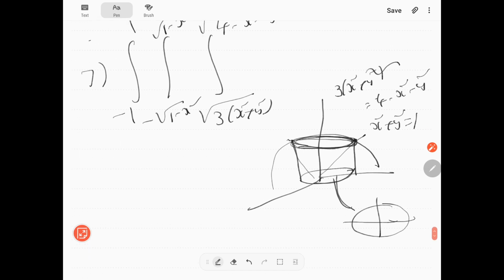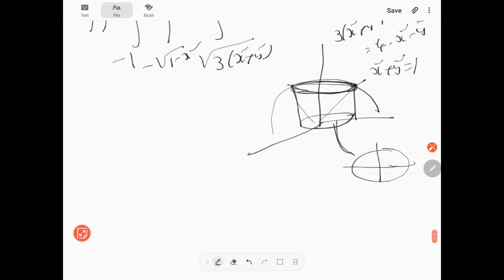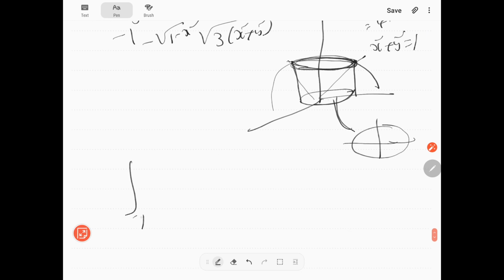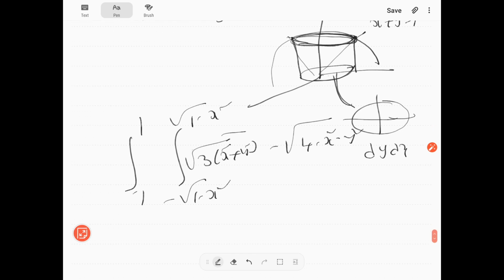Now if you integrate, this is dz, dy, dx. If I integrate with respect to z, what is the one you will get? Integral from minus 1 to 1, integral from minus root 1 minus x square to plus root 1 minus x square, and root over 4 minus x square minus y square minus root over 3 times x square plus y square, dy dx. This we need to evaluate, which takes much time and is a laborious integral.